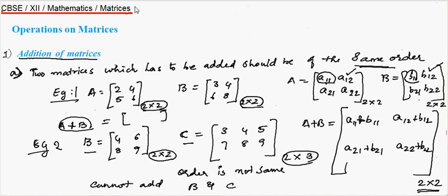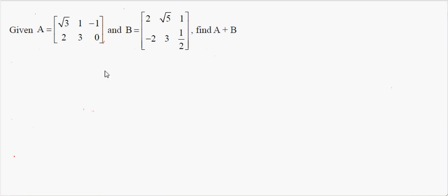Let's take an example. The example is like this. They've given two matrices A and B. First check the order. Matrix A is of order 2 by 3, and matrix B has 2 rows and 3 columns, so it is also of the same order. Since the order is the same, I can add A and B. In order to add A plus B, just write the matrices once again.